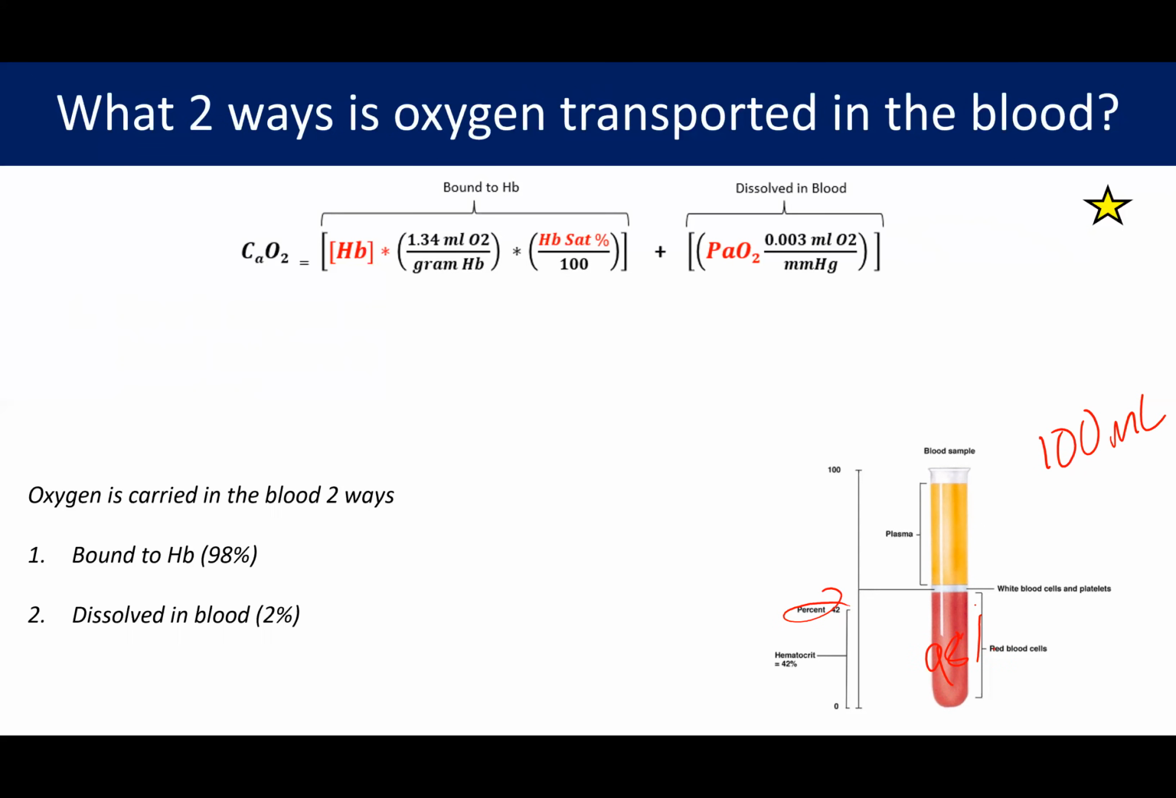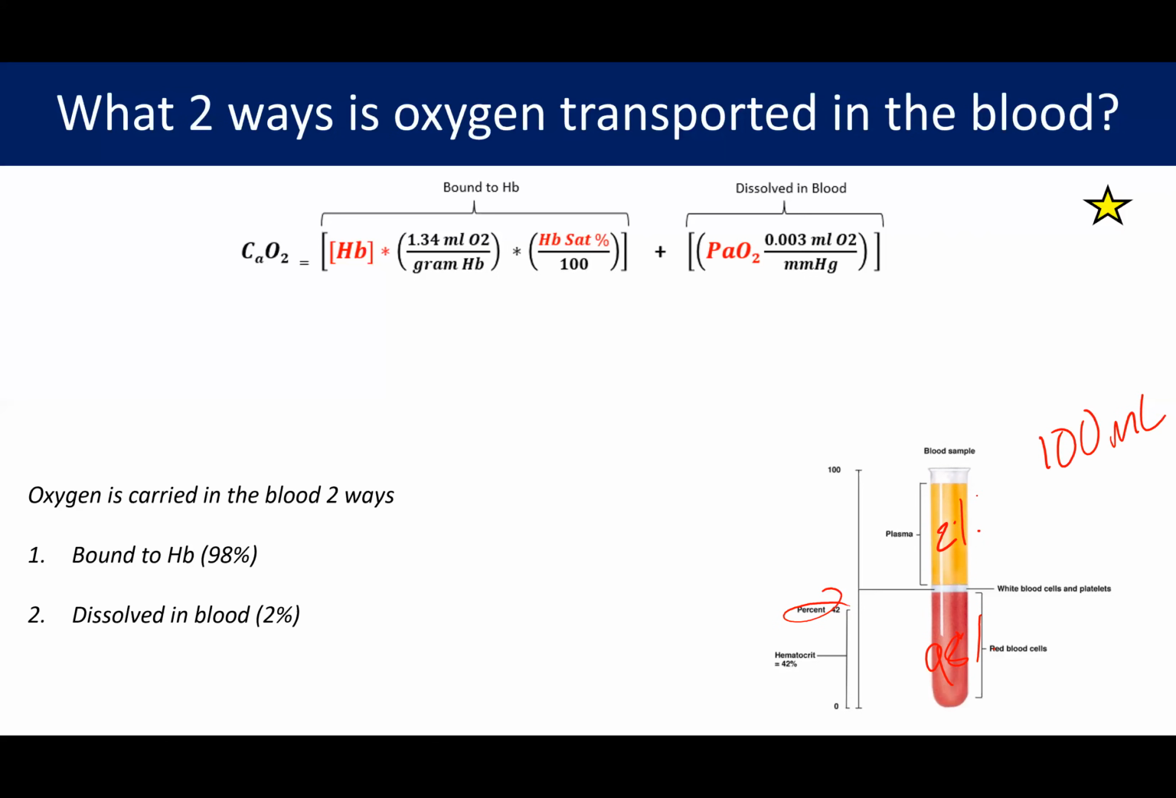We have white blood cells, which aren't really going to carry oxygen, but we have about 2% that gets dissolved in the blood. Think about how carbon dioxide gets dissolved in your soda. That's kind of what's going on there with the plasma. So we have oxygen getting dissolved into the blood.